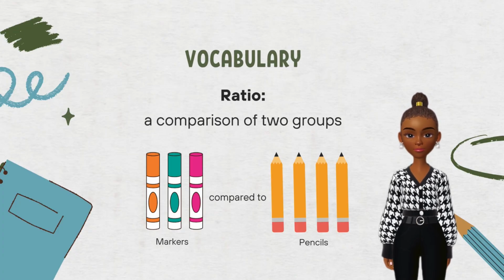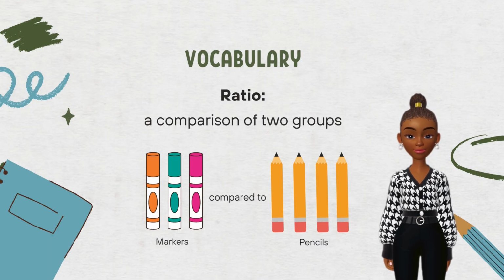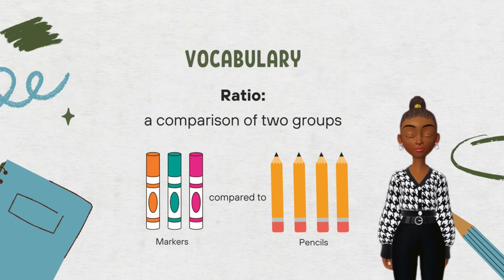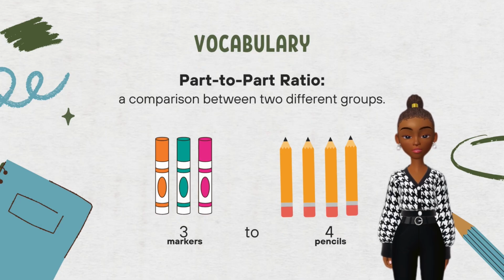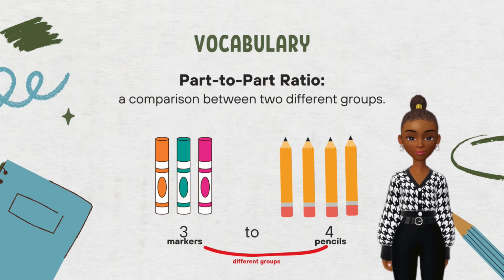A ratio is a comparison between two groups, and on the screen we have markers compared to pencils. But there are 2 types of ratios. The first type is a part-to-part ratio, and a part-to-part ratio compares 2 different groups. For example, we have 3 markers to 4 pencils. Markers and pencils are the 2 different groups that are being compared here.